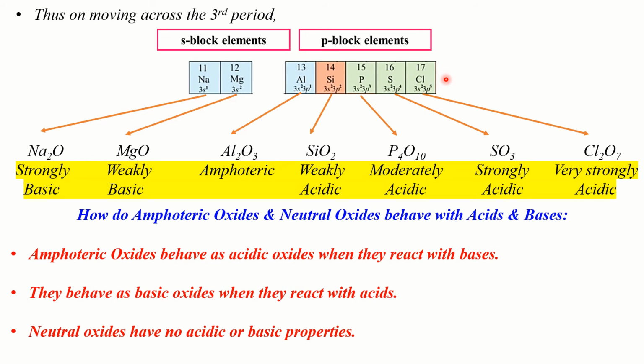Now, how do amphoteric oxides and neutral oxides behave with acids and bases? Amphoteric oxides behave as acidic oxides when they react with bases. Amphoteric oxides behave as basic oxides when they react with acids. Neutral oxides, on the other hand, have no acidic or basic properties.